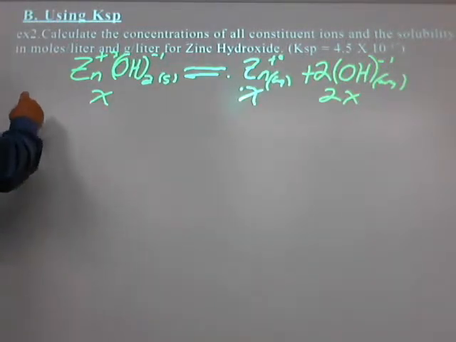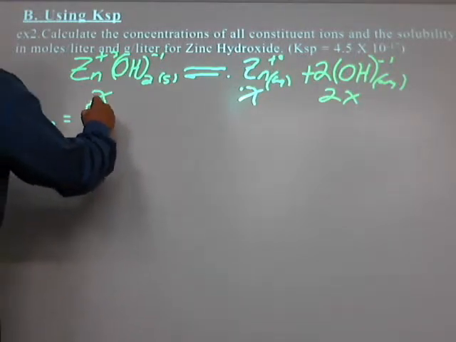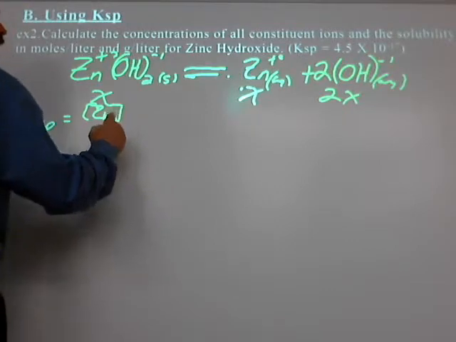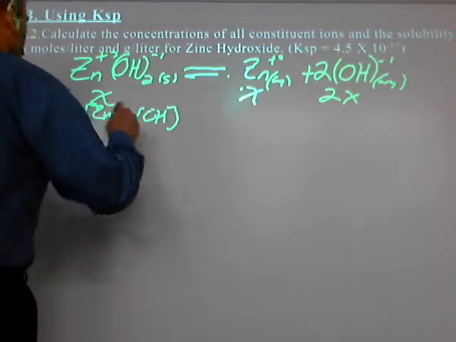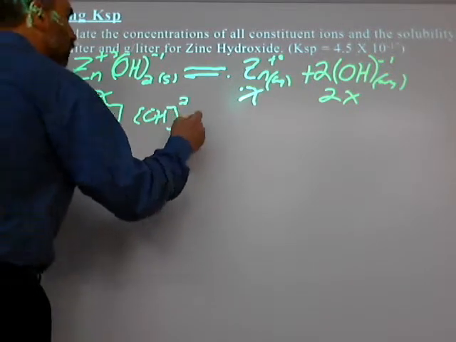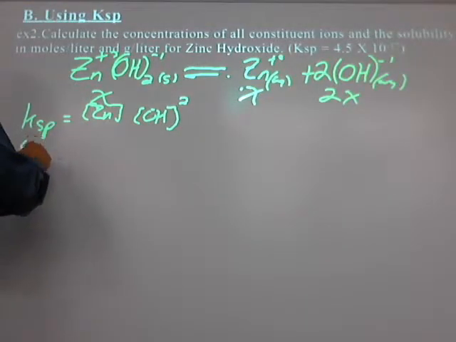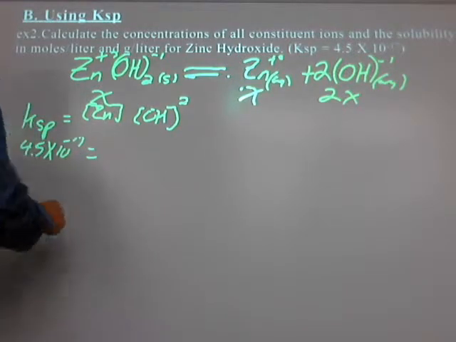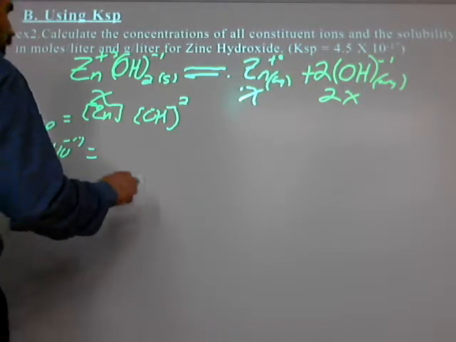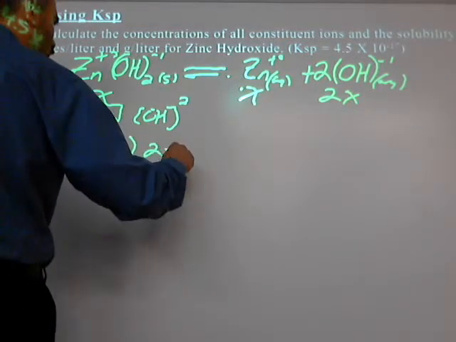Now, we already figured out the KSP equation is going to be zinc times hydroxide. There's no denominator. It's just all one line, which makes my life a lot easier. Plug my numbers in. 4.5 times 10 to the -17th equals zinc's, which is x, and hydroxide's 2x quantity squared.